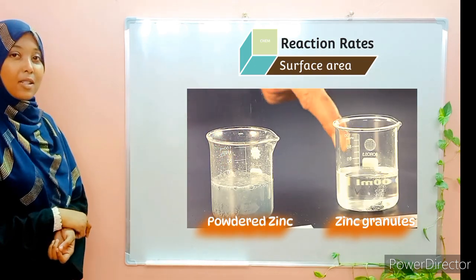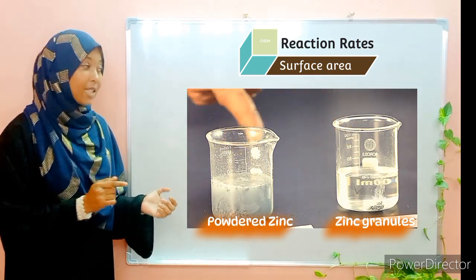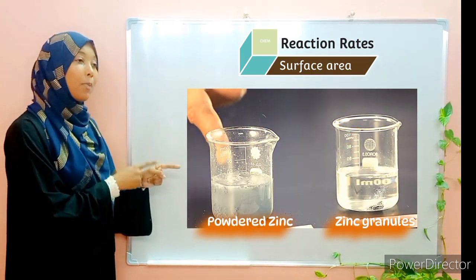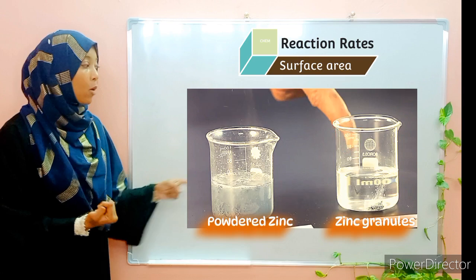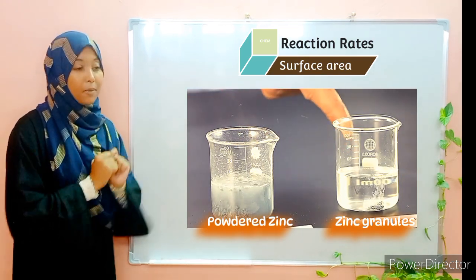And there we have it. So as you can see, we are having a faster rate of effervescence in the first one compared to the second one. Why? Because we are increasing the surface area by using powdered zinc.